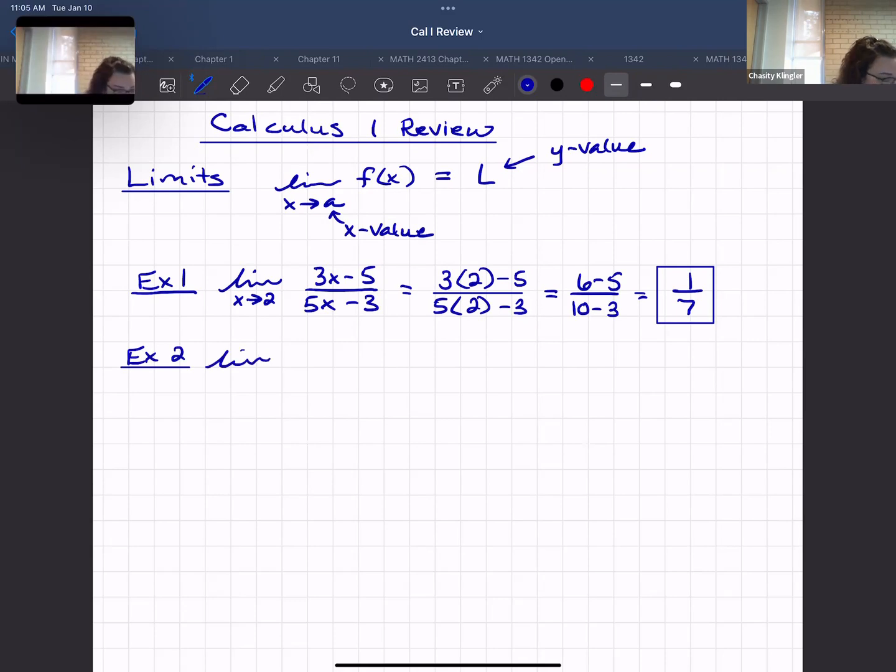Let's try the limit of t squared minus 9 over t minus 3 as t approaches 3. Now here, if you try direct substitution, you're going to have a problem, right? Because that's going to give us 0 over 0.